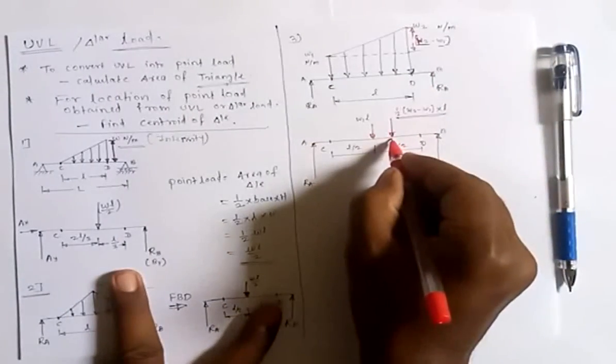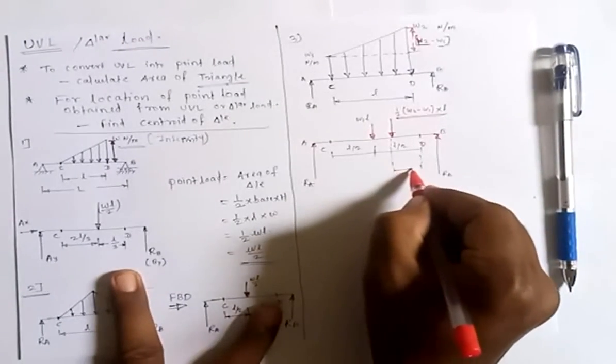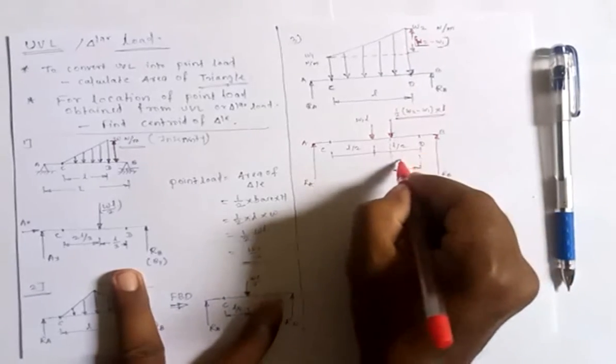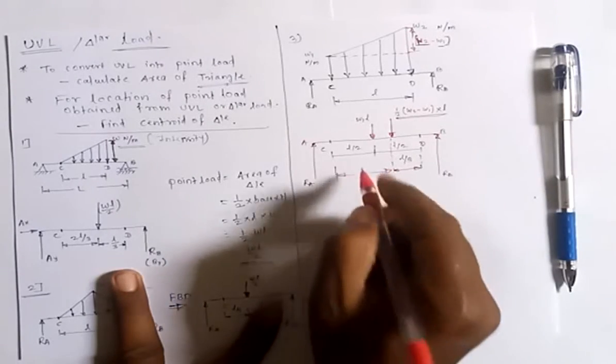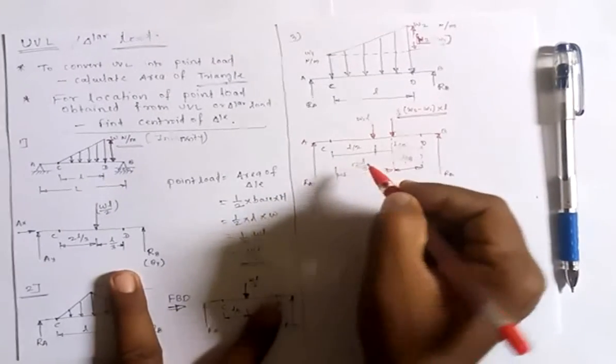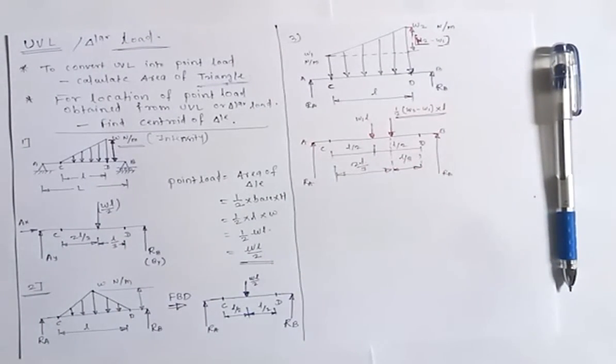And at what distance will it be acting? At the CG. We know that the CG of the triangle lies at a distance L by 3 from the height. So this is L by 3 distance, and this remaining distance will be 2 times L by 3. So this is how you can convert this trapezoidal load into point load. You have to do two things here. First you have to divide the trapezoid into two areas, first a rectangle, second a triangle, and then you have to separately find the point load of the rectangle and separately find the point load of the triangle and locate both on the free body diagram.